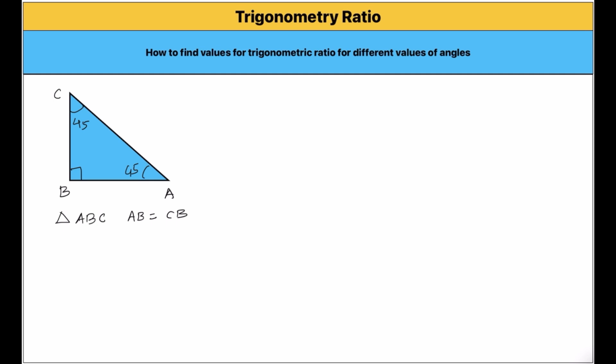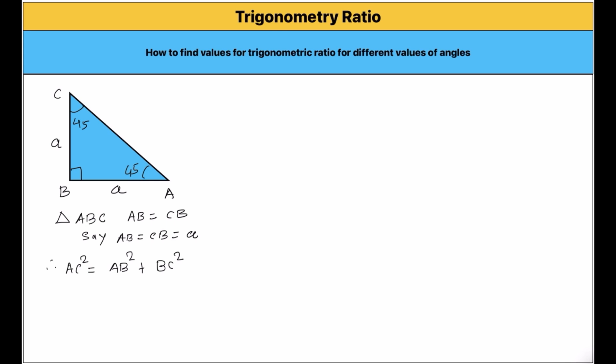In isosceles triangle ABC, AB is equal to CB. Let's assume the length of AB as A. If AB is A, then CB or BC would also be A. So we have two sides. We need to find out the third side AC, and this is a right angle triangle. So we can apply Pythagoras theorem to find out the third side.